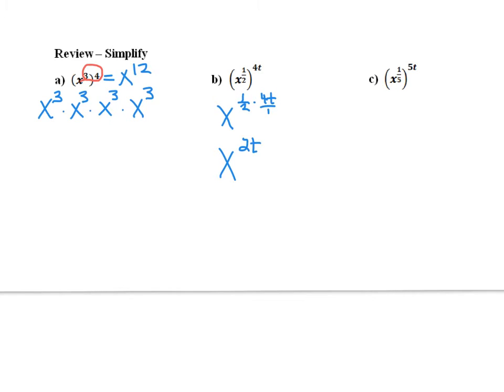How about the last one? x to the 1/5 raised to the 5t. That really means x to the 1/5 times 5t. Now that 5t is, of course, over 1. So when I multiply those exponents together, I'm getting x to the t power.